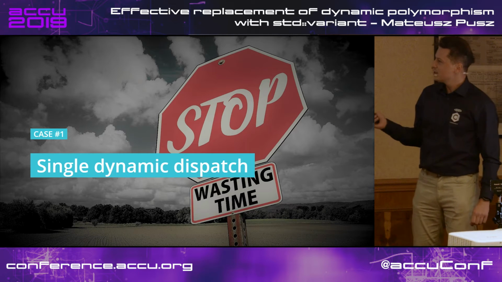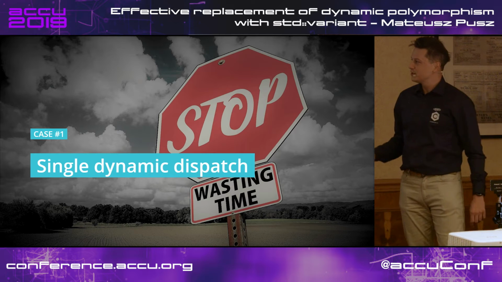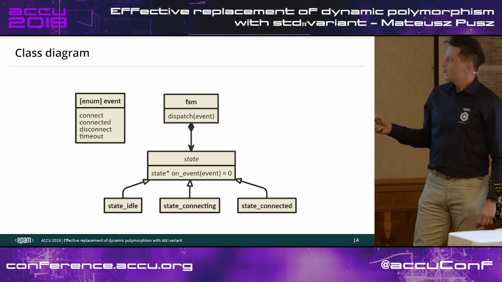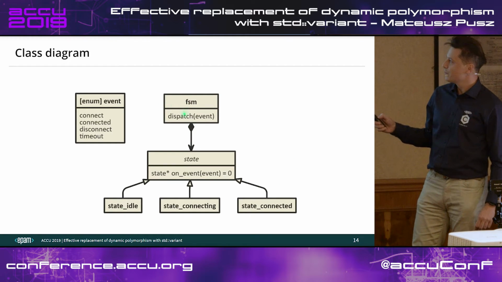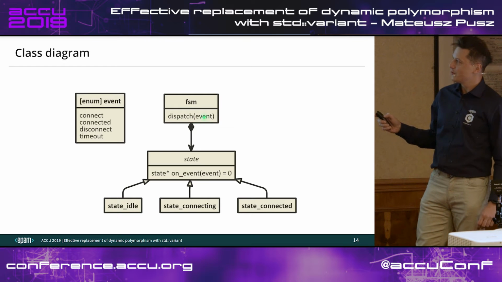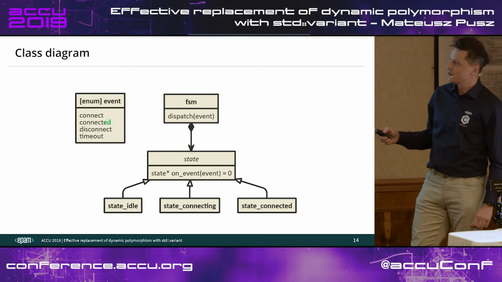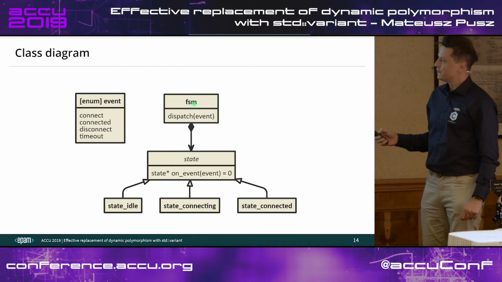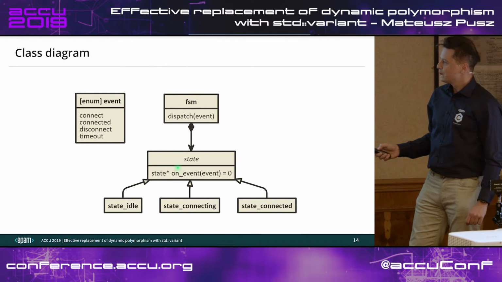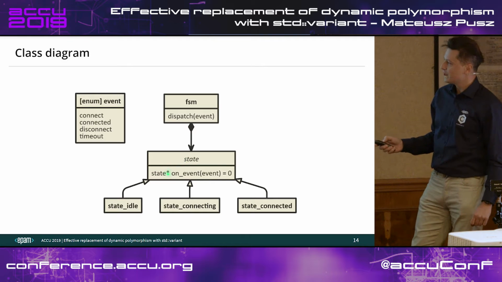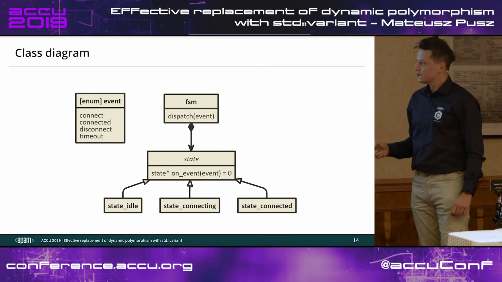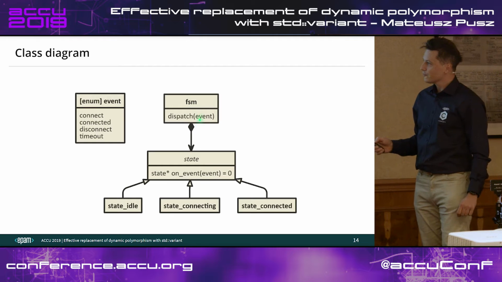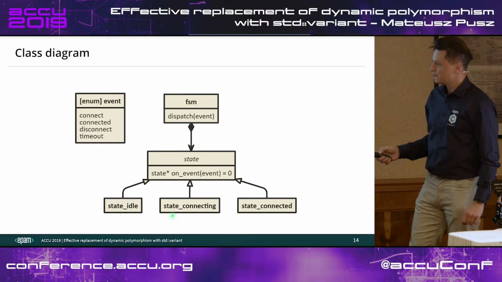So let's analyze the first case, the traditional dynamic dispatch. We have a finite state machine with a function dispatch of an event. The event will be, in this case, an enumerator. And we'll have a state, a pointer to state in the finite state machine. This pointer, the state, will be a base class that will have an on event pure virtual function that takes this event. And we'll have three child classes, one for each of the states.